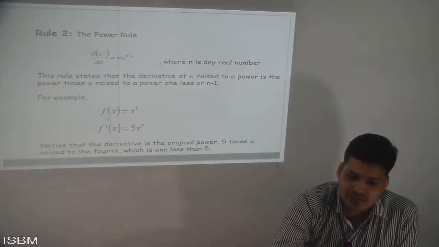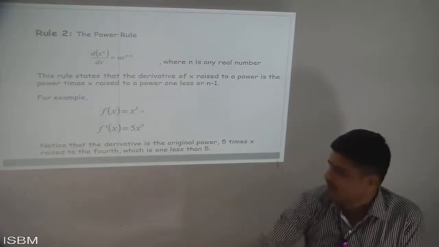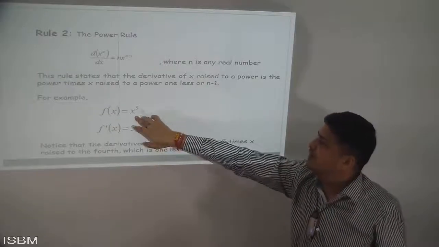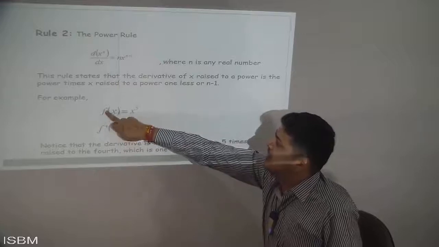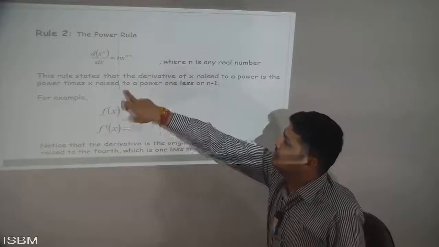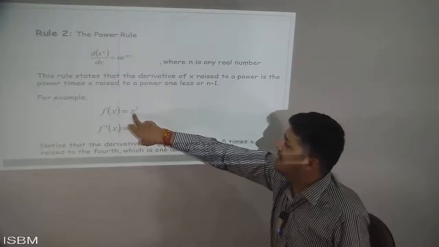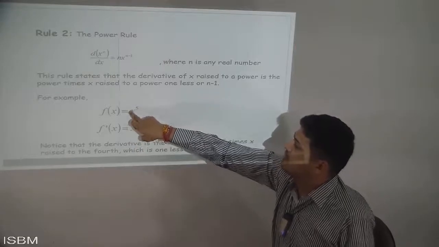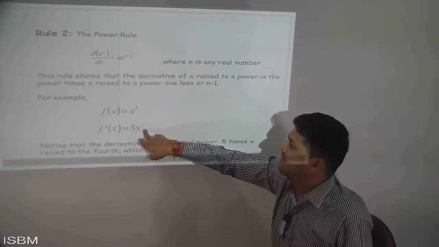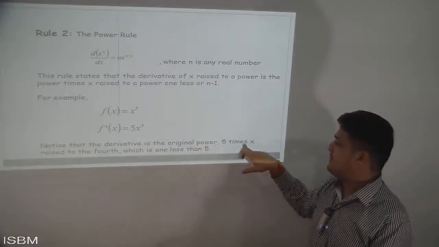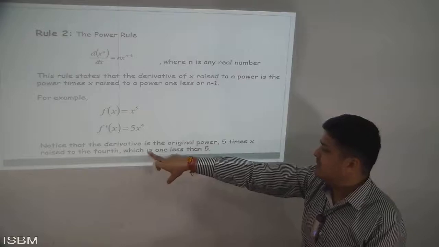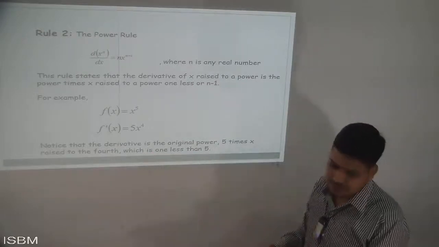For example, f x is equal to x to the power 5. When you solve this according to this rule, 5 will come over here, so 5 x to the power 5 minus 1, so 5x to the power 4. Notice the derivative is the original power, 5, times x raised to the 4th, which is one less than 5.